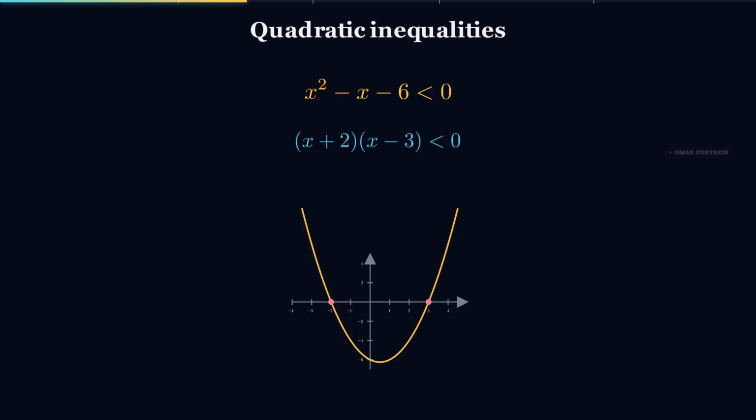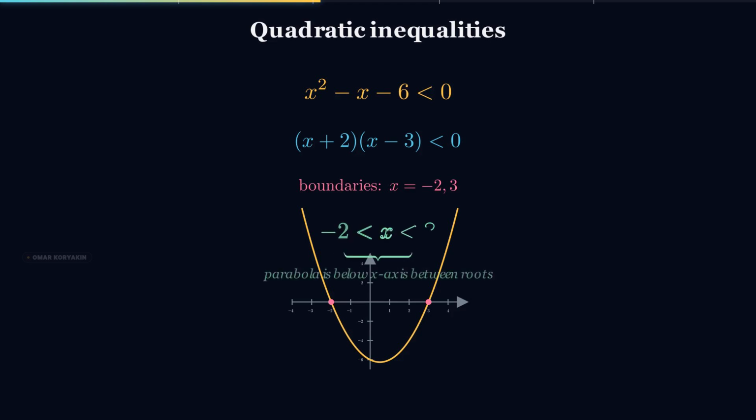Read the graph. The parabola opens upward and crosses the x-axis at negative 2 and 3. Between those roots, the parabola dips below the axis. Outside them, it rises above. Solution. The inequality is satisfied when x is between negative 2 and 3, exclusive on both ends. Write this as negative 2 less than x less than 3. The interval form is open because the inequality is strict.